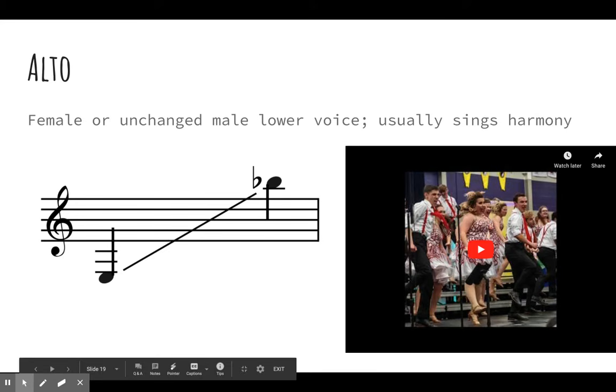And notably, altos usually are going to sing harmony and not typically the melody. It's a little bit more challenging to read at first, but once you get used to it, it's not bad.